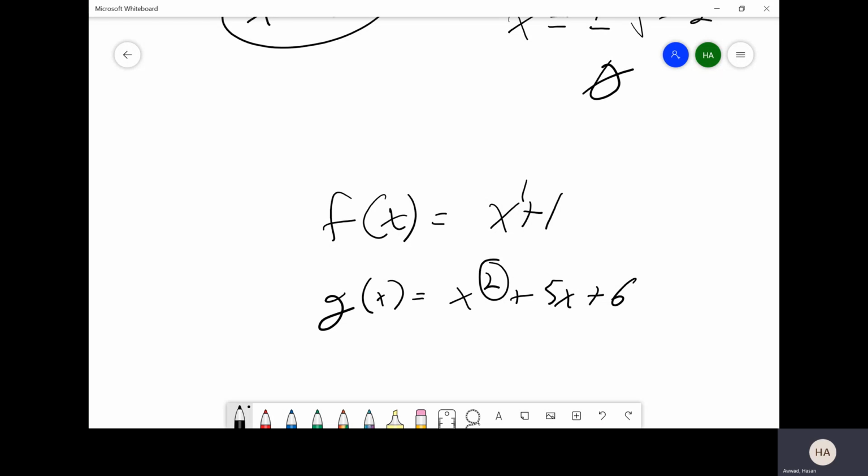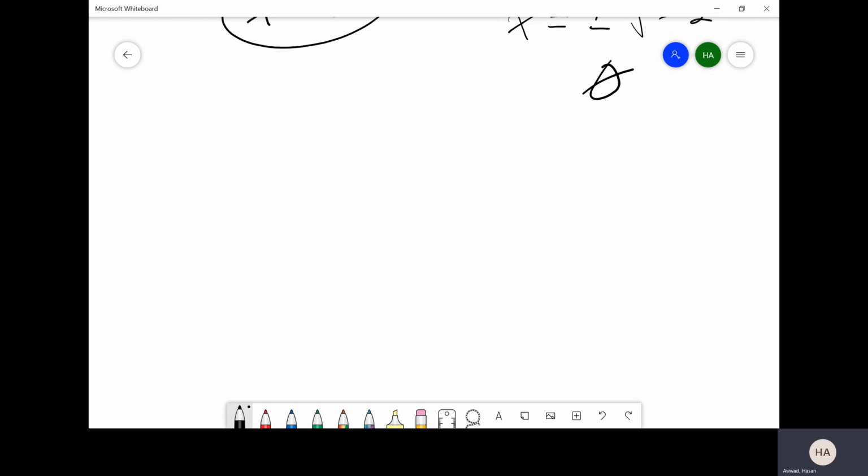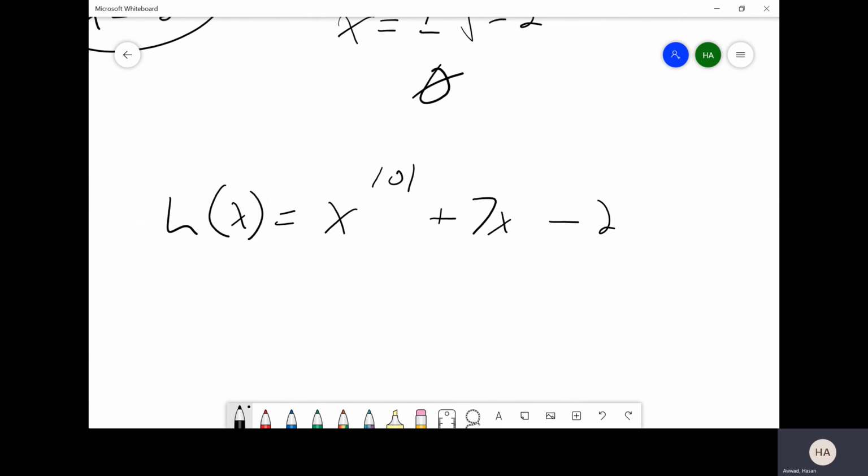This implies that you have at most 2 real solutions. It doesn't guarantee that you have 2 real solutions, but it does tell you that you have at most 2 real solutions. So if I give you h of x is equal to x to the, let's just do something wild, 101 plus 7x minus 2, right?